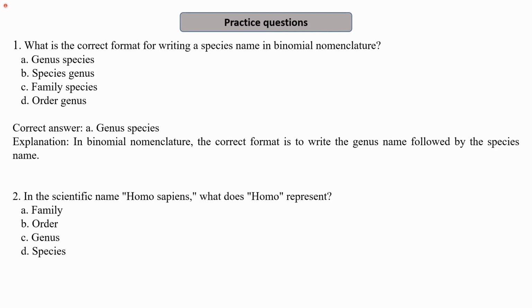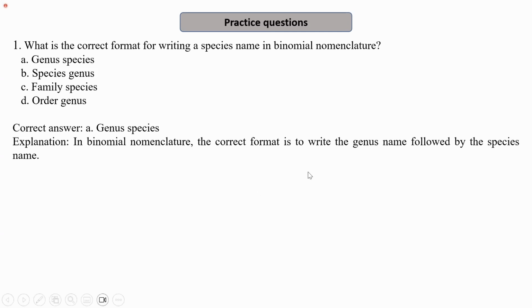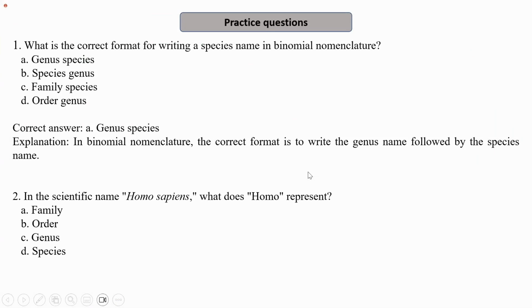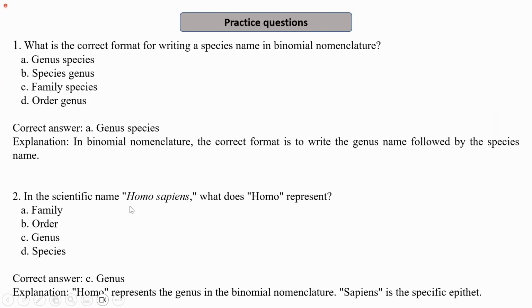The next question is, in the scientific name Homo sapiens, what does Homo represent? Is it a family, an order, a genus, or a species? The correct answer is Homo. As we know, in binomial nomenclature, the first part represents the genus of any organism. So Homo here represents the genus, while sapiens, as I mentioned, represents a specific epithet or the species.